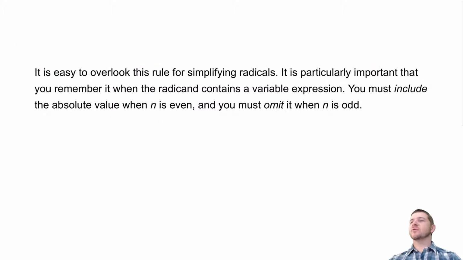It is easy to overlook this rule for simplifying radicals. It is particularly important that you remember it when the radicand contains a variable expression. You must include the absolute value when n is even, and you must omit it when n is odd.